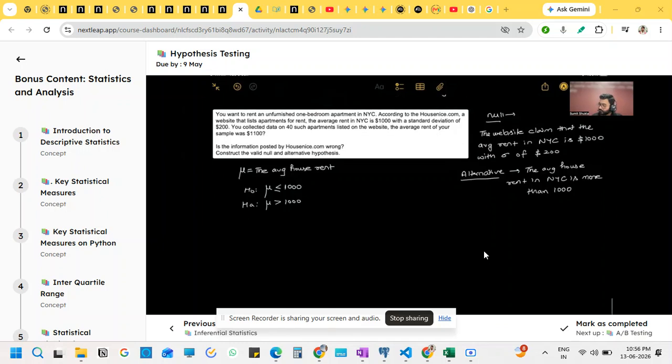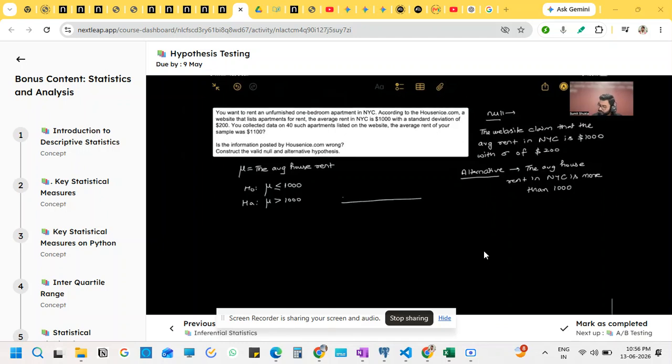Now how we will solve this? First of all, let's define the region. So what is the significance level? Here alpha is not given to us. Let's assume alpha is 0.10, area of rejection. Where will I find the area of rejection? On the right side, right? Because here we have the arrow. So this is my area of rejection.